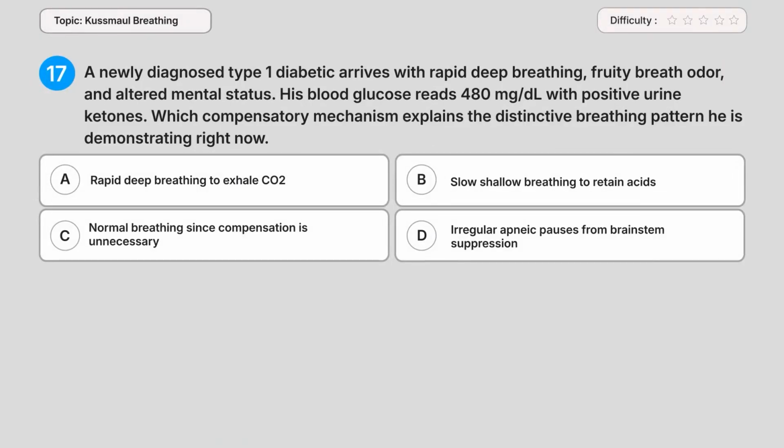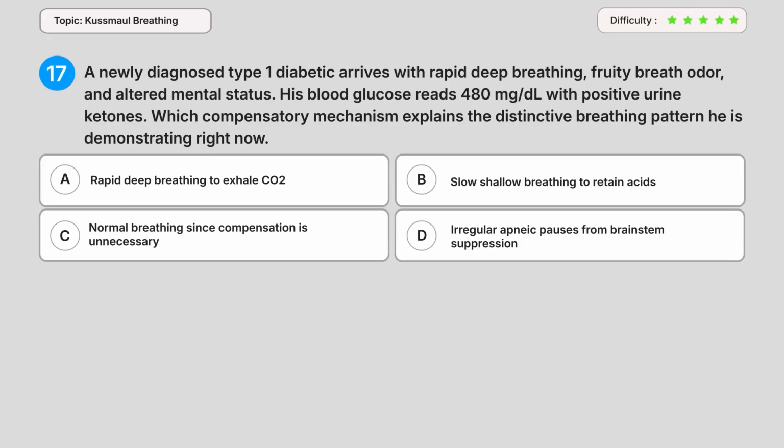Question 17. A newly diagnosed type 1 diabetic arrives with rapid deep breathing, fruity breath odor, and altered mental status. His blood glucose reads 480 mg/dL with positive urine ketones. Which compensatory mechanism explains the distinctive breathing pattern he is demonstrating right now?